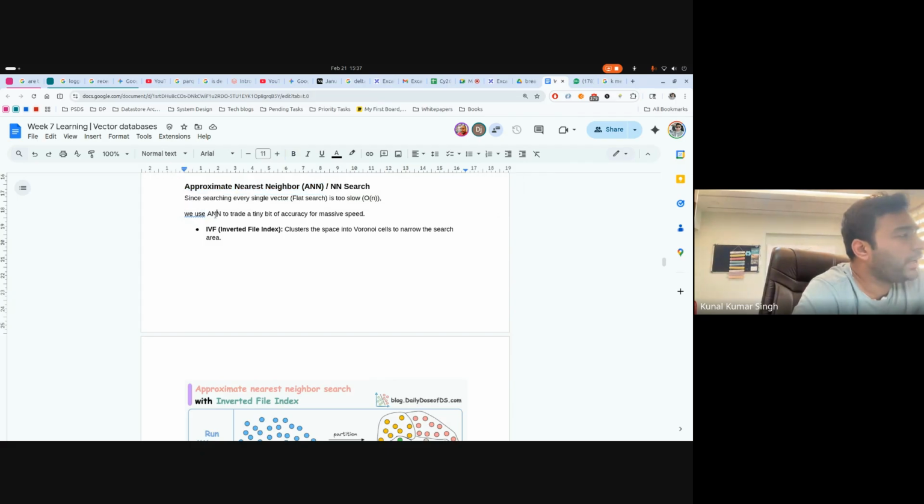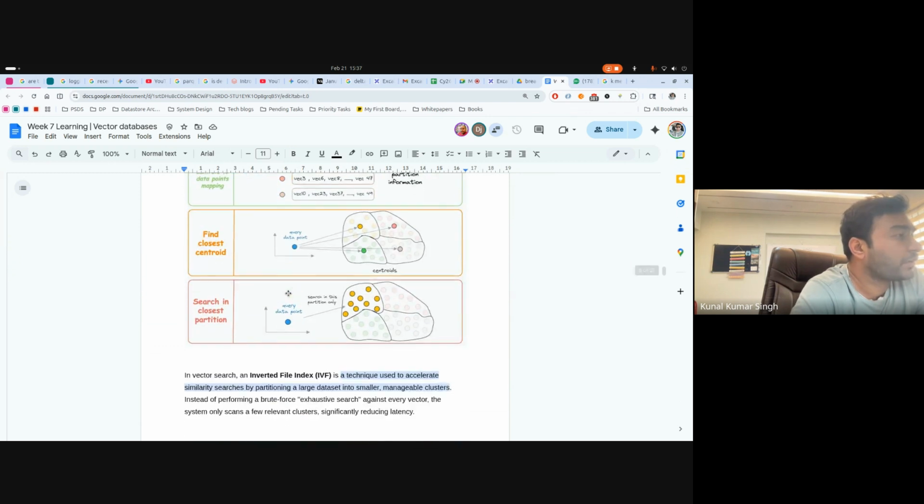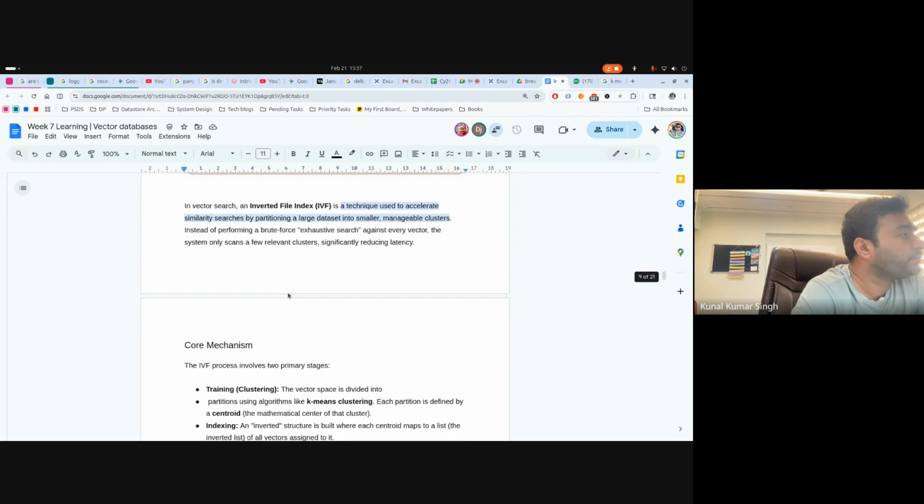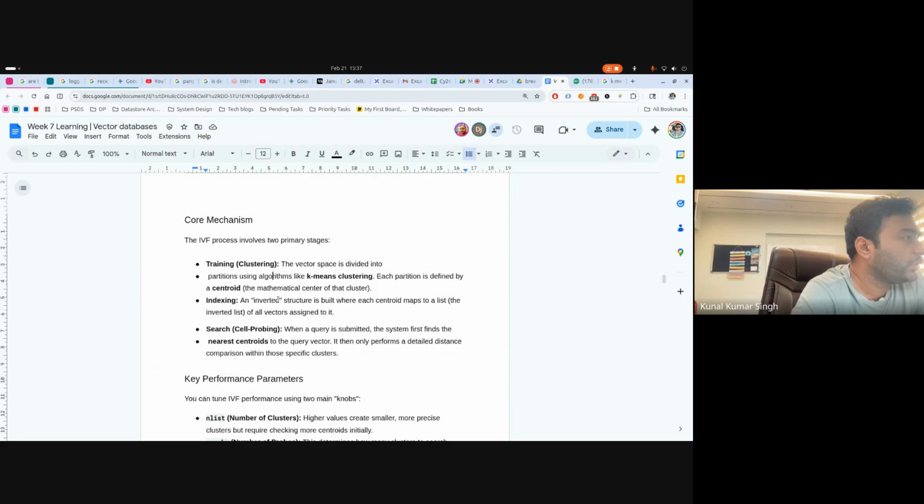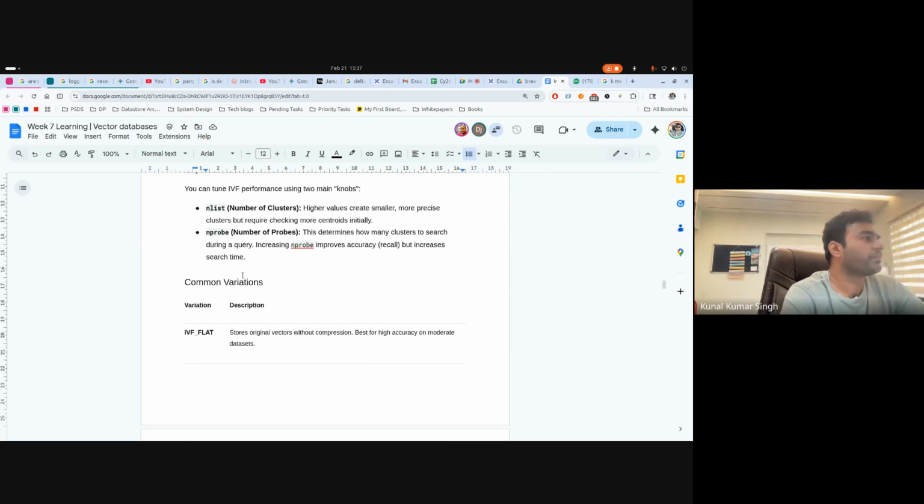So we use ANN to trade a tiny bit of accuracy for massive speed. Okay, this we have seen. I think these are all theory things, same thing I have explained.